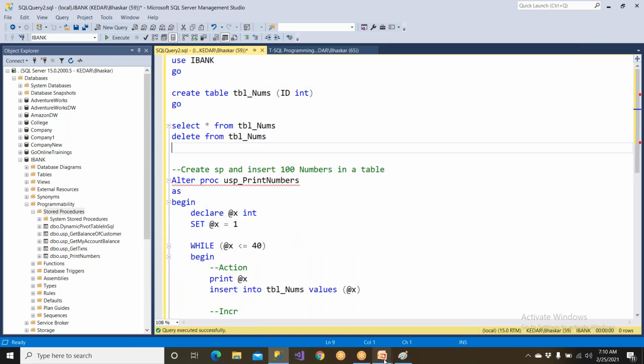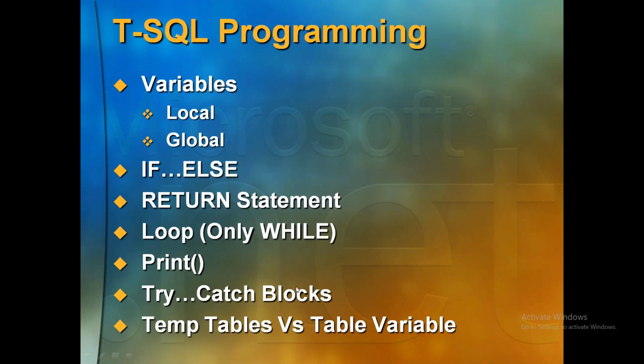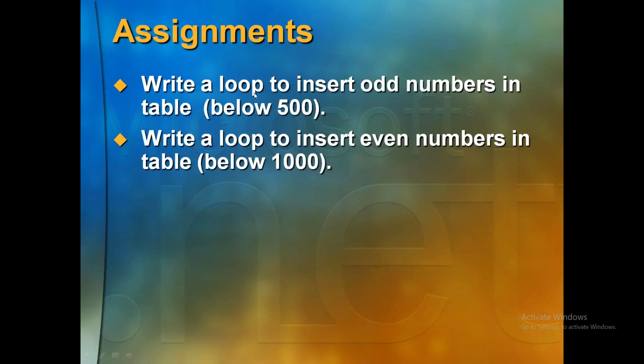Clear? Now, I wanted to give you one small assignment. Write a loop to insert odd numbers in a table below 500. Okay. Write a loop to insert even numbers in a table below 1000. You write the program not today, tomorrow. So, how can we identify whether the given number is an odd number, and it has to start with 1, and you consider the condition 500 or 1000. Clear? You can write a stored procedure to perform this assignment.